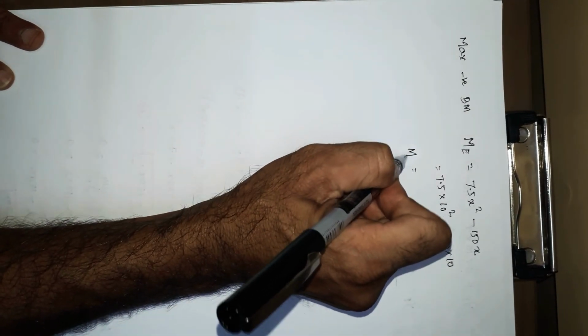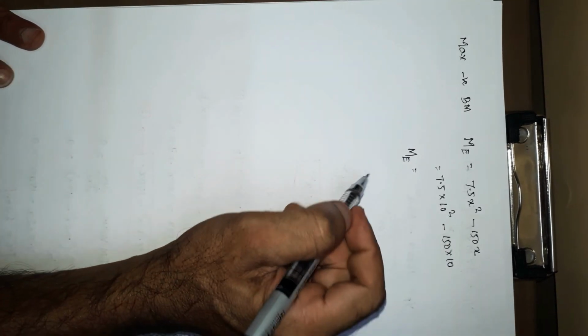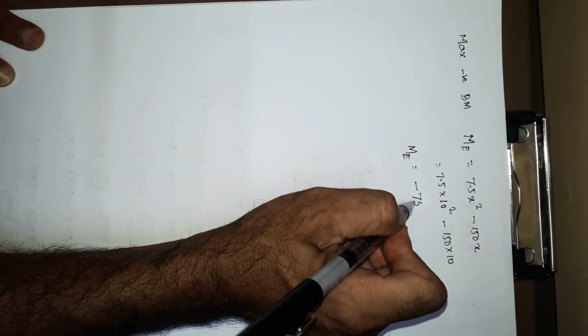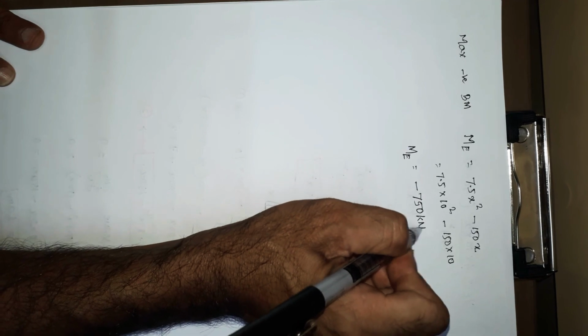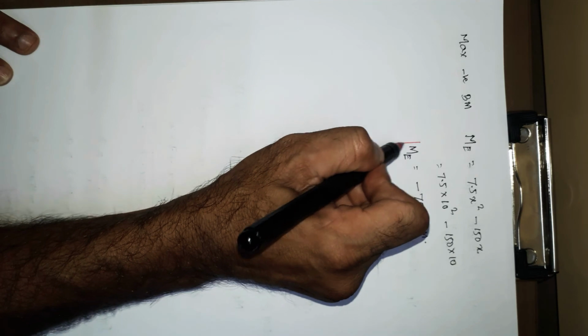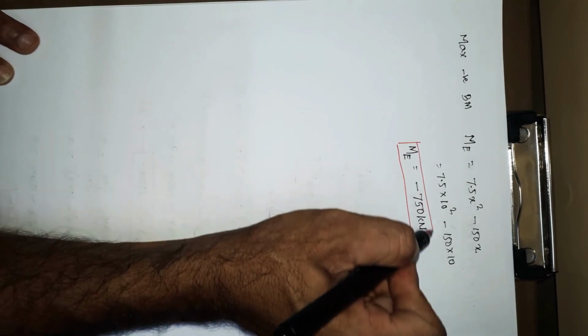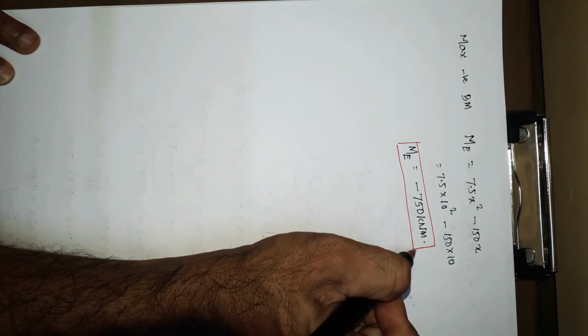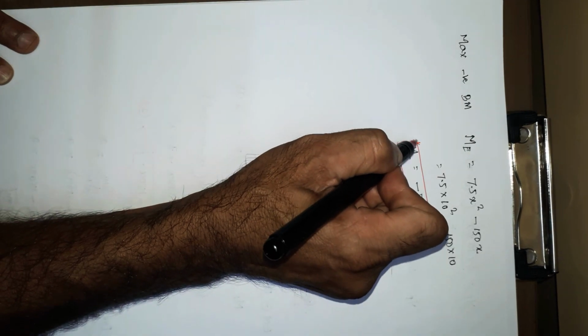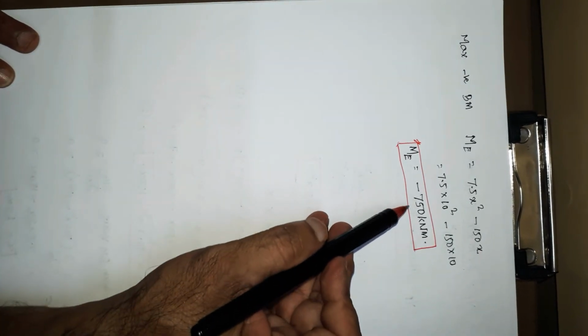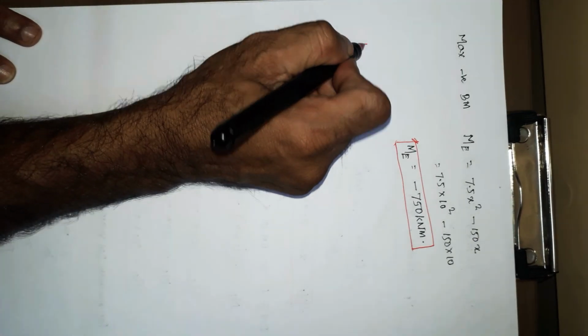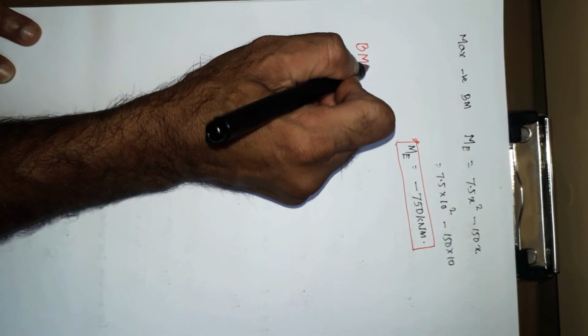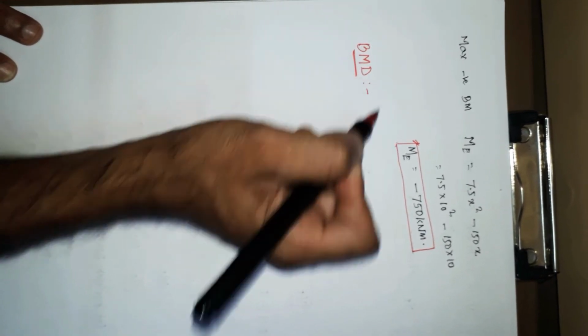We're going to get the bending moment at E, that is minus, remember it is important, minus 750 kilonewton meter. So what does this minus indicate? When we draw the bending moment diagram, then we're going to see what this minus value means. Now let us draw the bending moment diagram, that is BMD. Shortly we can call it a bending moment diagram. So how to draw the bending moment diagram?